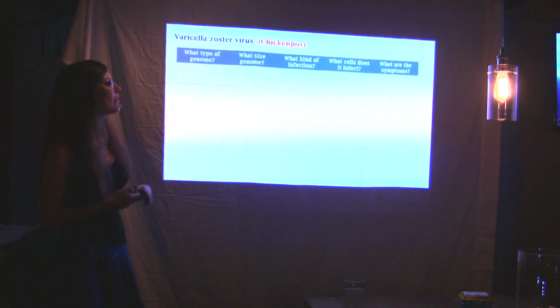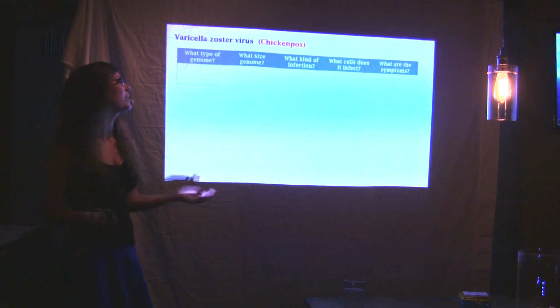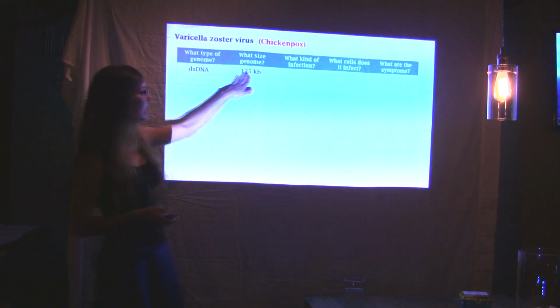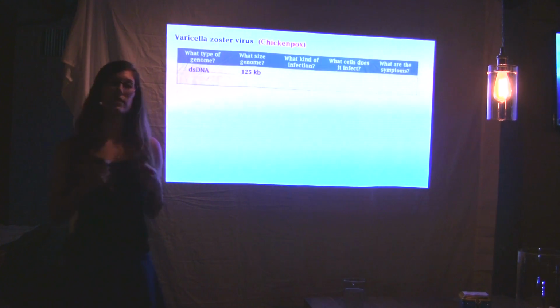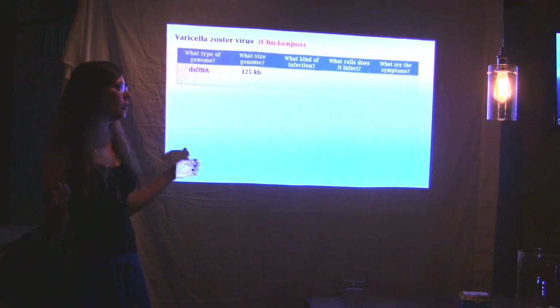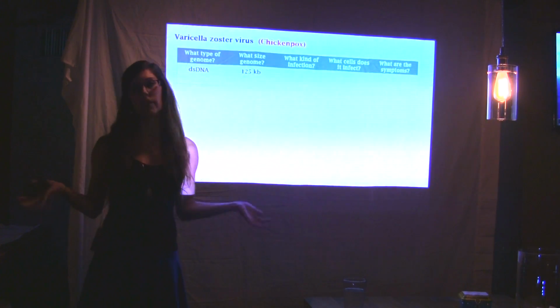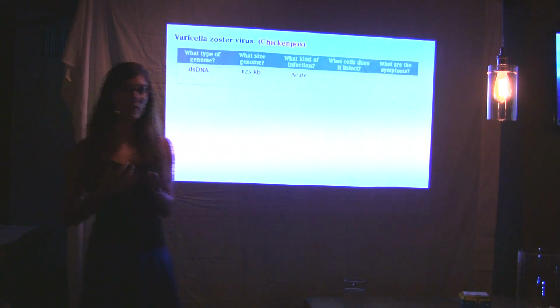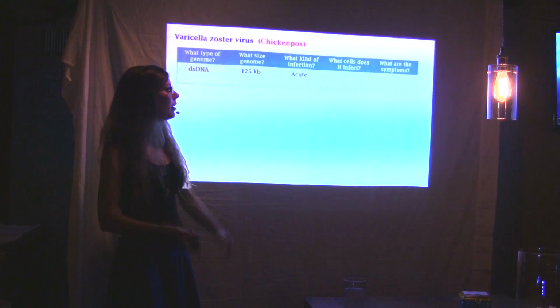So we look at the virus that causes chickenpox. It's a double-stranded DNA virus. It has about a 125 kb genome, which is reasonably large for a virus, but small in the grand scheme of the world. So humans have a genome size of 3 million kilobases. What kind of infection? It's acute. You get your chickenpox, and then within a small time frame, they're gone.